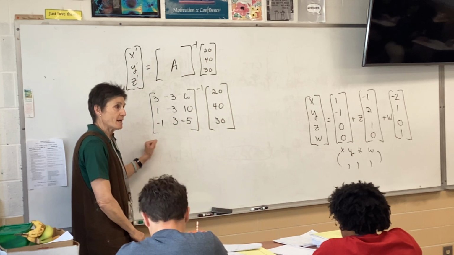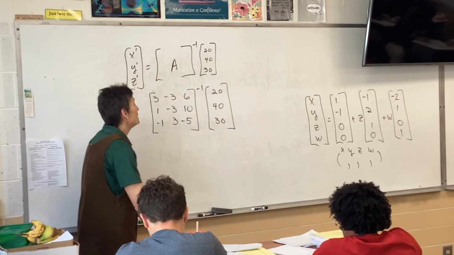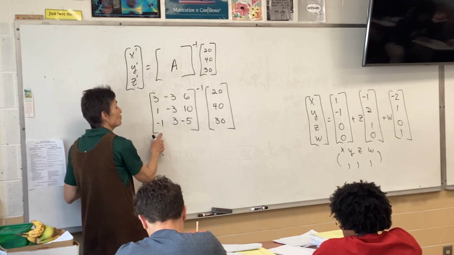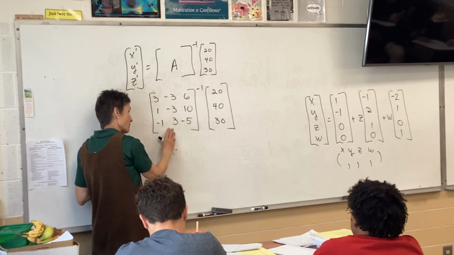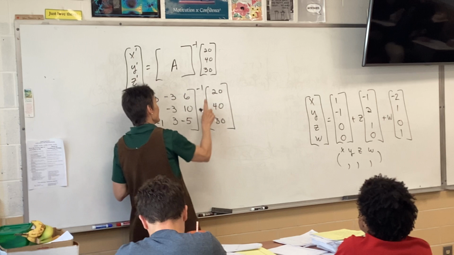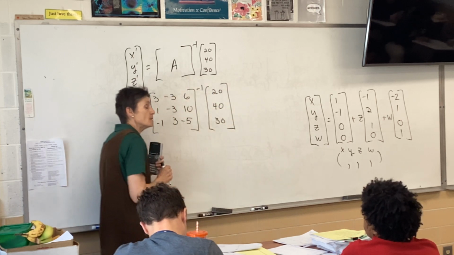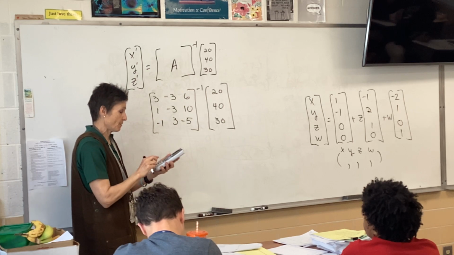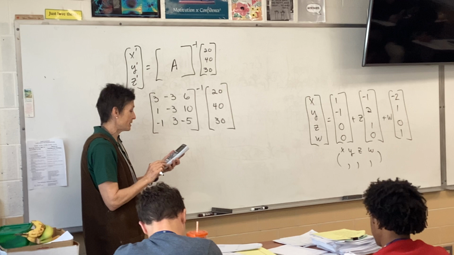We did these by hand with 2x2s. We're doing this totally on the calculator. This time we have to put in two matrices. We have to put in this one, which is a 3 by 3, and we have to put in this one, which is a 3 by 1, so that we can multiply them together. So second matrix, edit, 3 by 3.